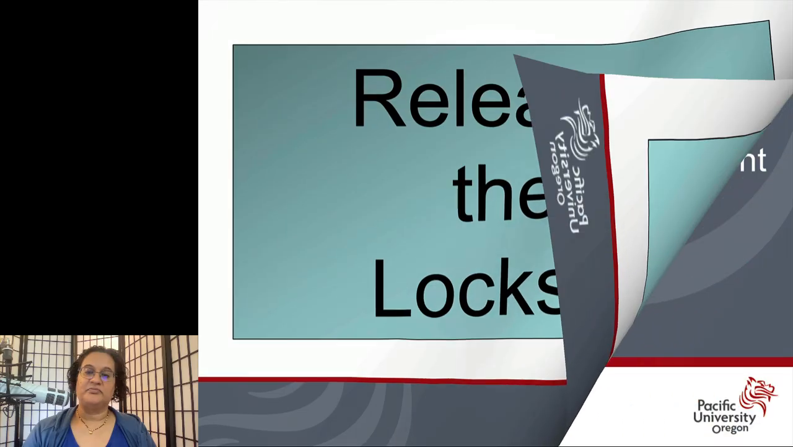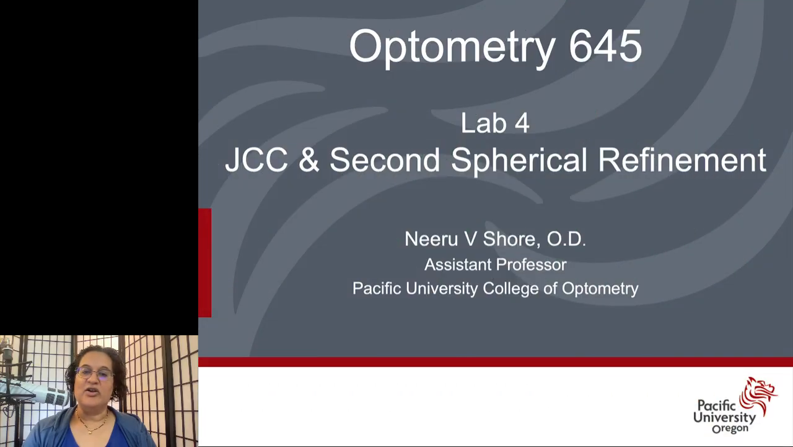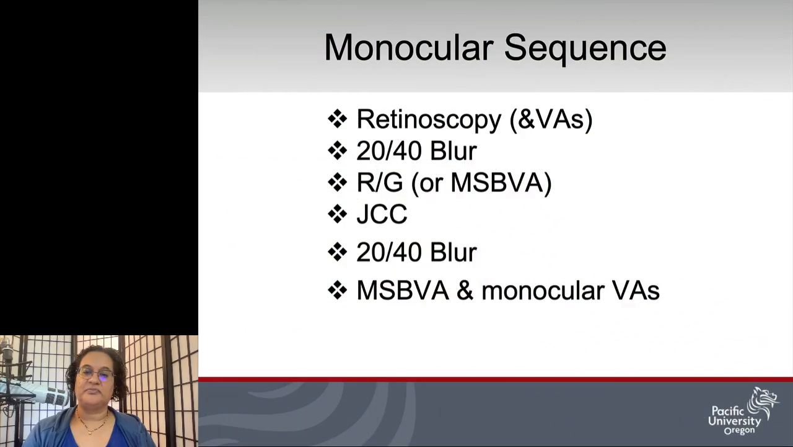This week in lab, when you're not doing the keratometry mini proficiency, you're going to continue to work on JCC. We're also going to have you add the second spherical refinement. After JCC, you're going to repeat a 20/40 blur and a second spherical refinement. So you'll have a complete monocular sequence.